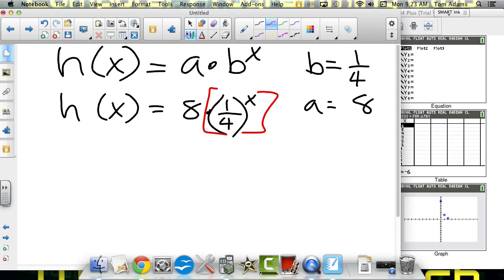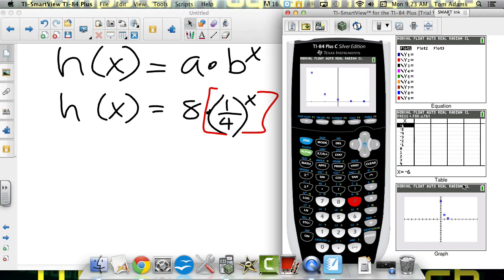Remember, if we follow order of operations, what do we do first? Parentheses. But yeah, exponents come before multiplication. So I would have to apply the stuff in red first before I multiplied it by 8. That's why we can't multiply 1/4 times 8 and then raise it to a power, because that's not how math works. Okay? So that's what we should get.